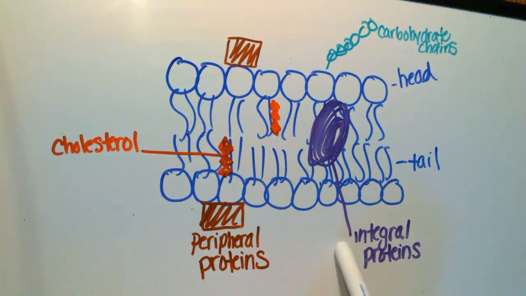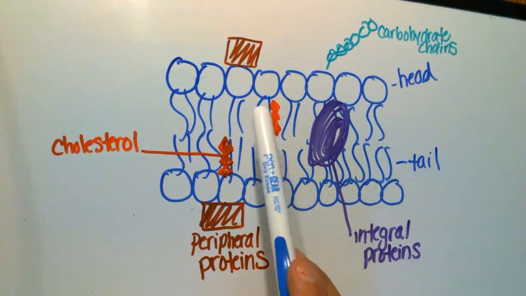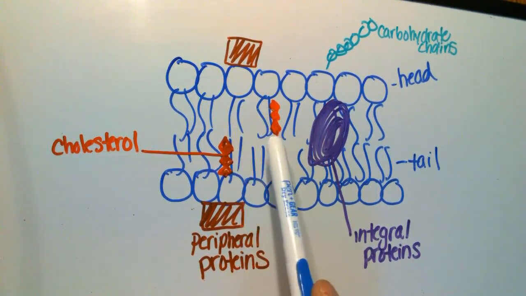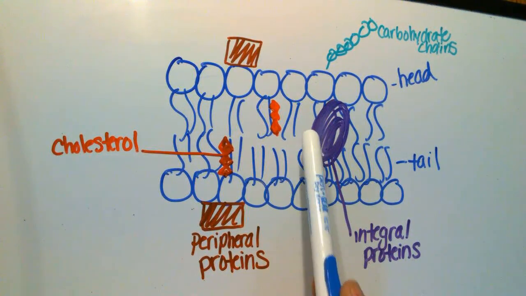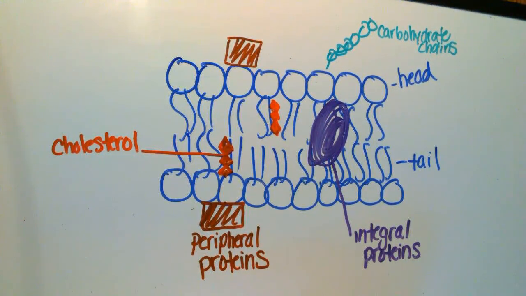These peripheral proteins and the integral proteins give the lipid bilayer its function, depending on whether it's an attachment protein or an enzyme. These lipids are going to give the phospholipid bilayer its structure, its strength. If you have any questions, holler.